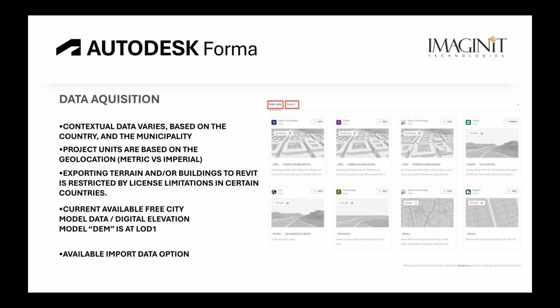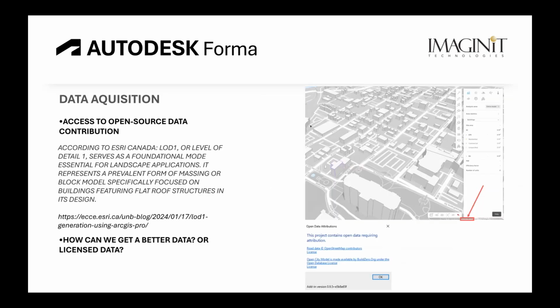According to Esri Canada, LOD 1 or level of detail 1 serves as the foundation mode, essential for landscape applications. It represents a prevalent form of massing or block model, specifically focused on buildings featuring flat roof structures in its design.